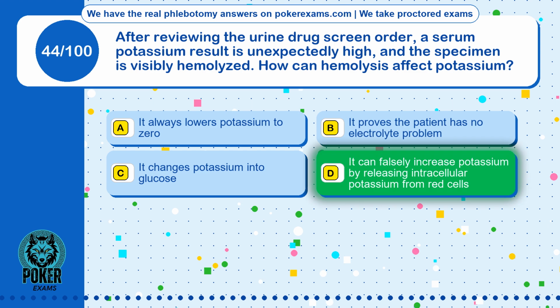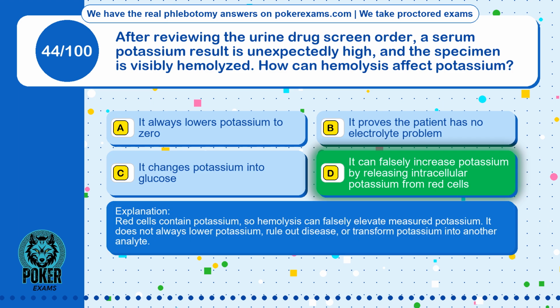The correct answer is option D. It can falsely increase potassium by releasing intracellular potassium from red cells. Red cells contain potassium, so hemolysis can falsely elevate measured potassium. It does not always lower potassium, rule out disease, or transform potassium into another analyte.